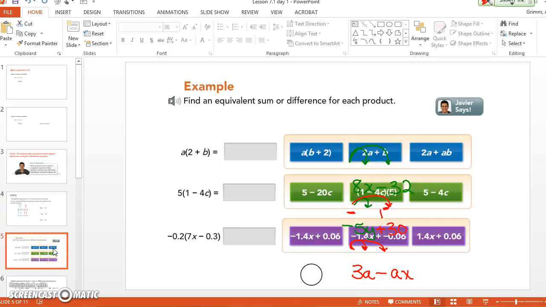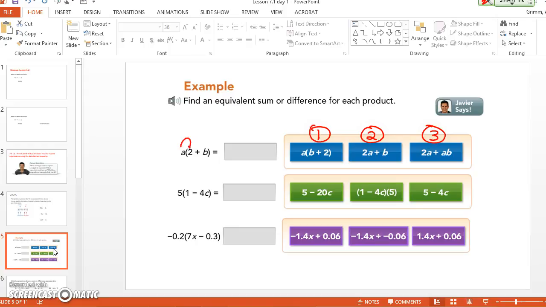All right, next slide. All right, so let's look at that first one and help me decide which one of these, 1, 2, or 3, is going to be the correct answer. Jenna, you think the third one? All right, so we're going to take a times 2, so that would make 2a, and then a times b, and I'm going to keep the plus sign, so plus ab. Very good, so I would agree with the third one.